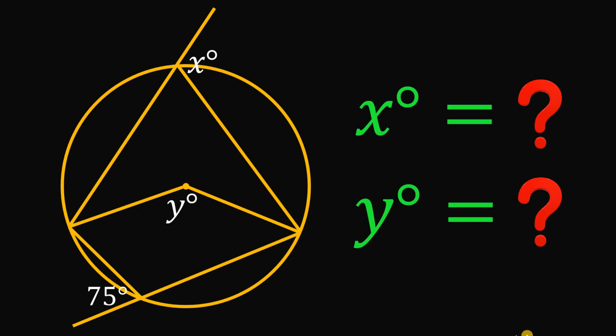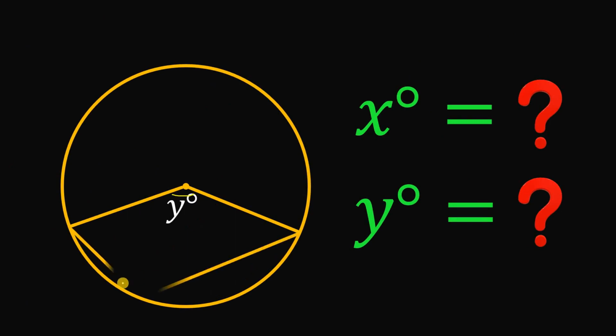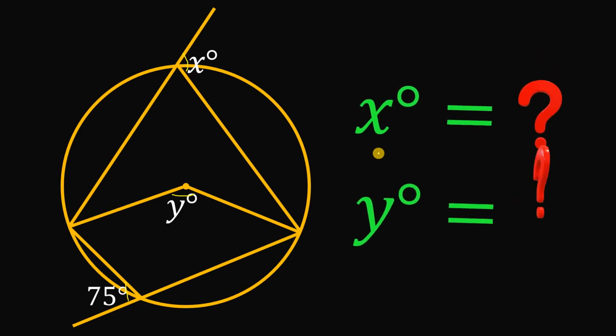For today's video, we will answer a geometry challenge given by one of our followers. The question goes like this. Given this circle, let's draw some radius and call this angle y degrees. Now let's draw some segment and call this angle 75 degrees. Another set of segments, let's call this angle x degrees. Now our goal is of course to find the value of x and the value of y.